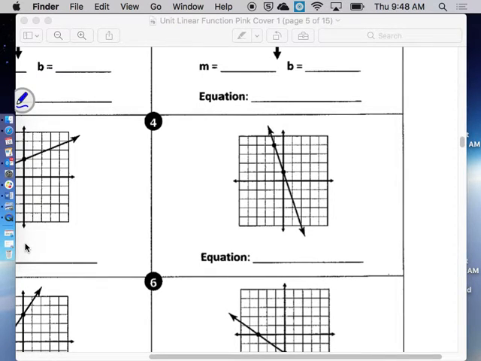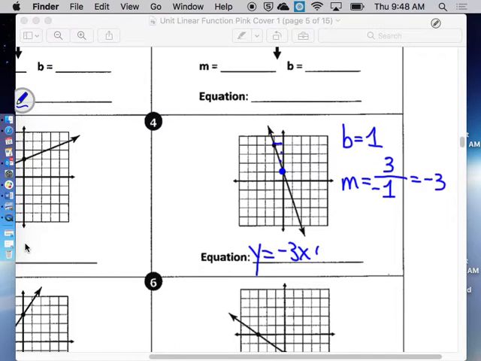So number 4 crosses the y-axis at +1, so b is 1, and let's determine the slope. So I'm going to count from point to point. I'm going to count from here. I'll move up 1, 2, 3. So my numerator is +3, and then I go 1 in the negative direction, so my denominator is -1. So my slope's value is -3. So to write the equation, y equals -3x plus 1. That's my linear equation.